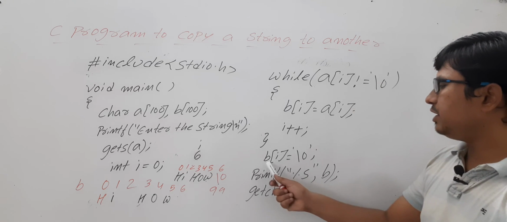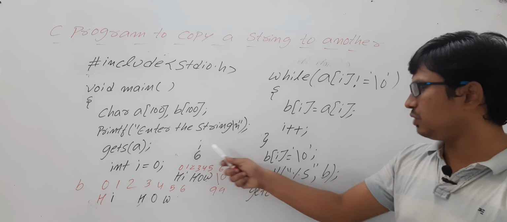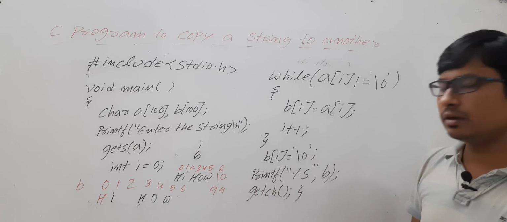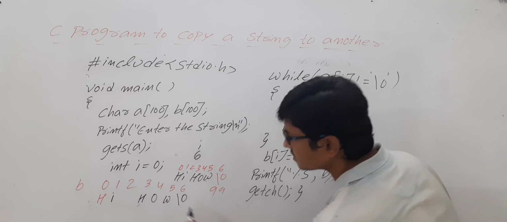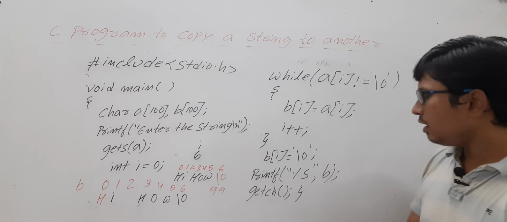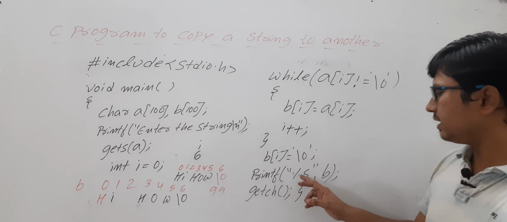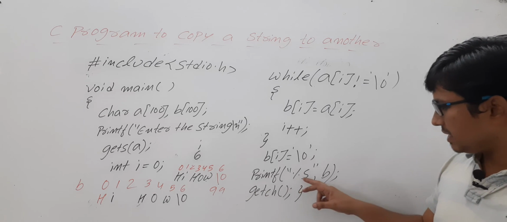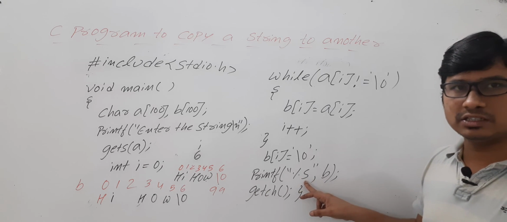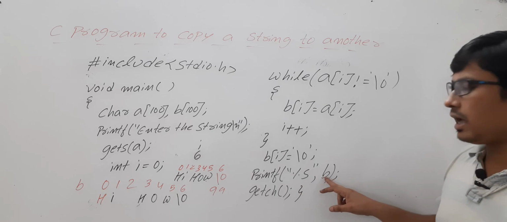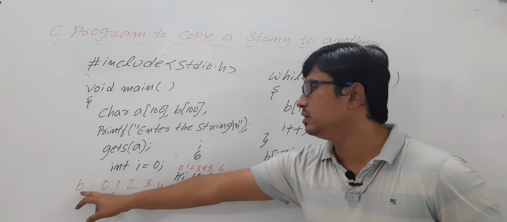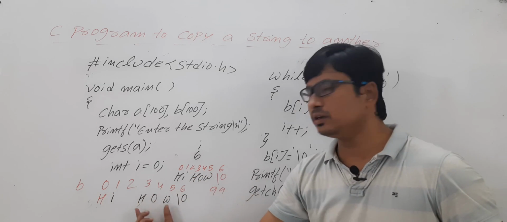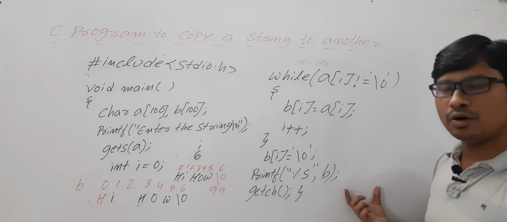So look at B of I, which is I value 6. So at the index 6, you are copying a backslash 0. So here backslash 0 will come. Now finally you are printing the string, that's why I have mentioned percentage s, because it is a string format. Then I am giving the name of the array which is B. So whatever the string which is there, "hi how", will be displayed as an output.